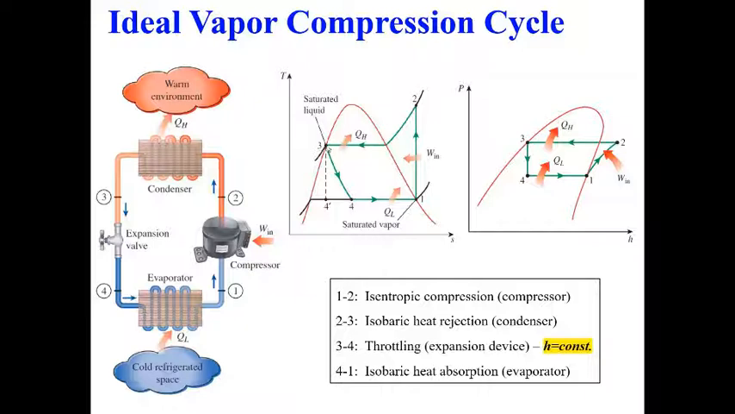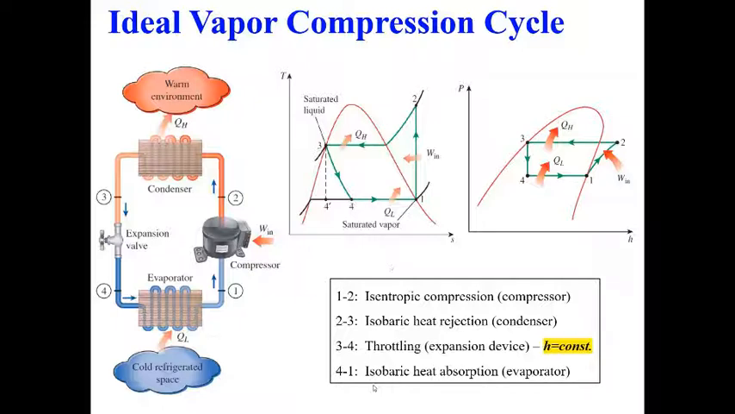Then it becomes saturated liquid at 3. That liquid is passed through an expansion valve, and this process is known as throttling. Okay, so I'll talk about what is throttling in the next slide, but the main idea is that H, or enthalpy, remains constant from 3 to 4, which is shown here in the pH plot. So in the pH plot, the 3 to 4 process is perpendicular to the enthalpy axis.